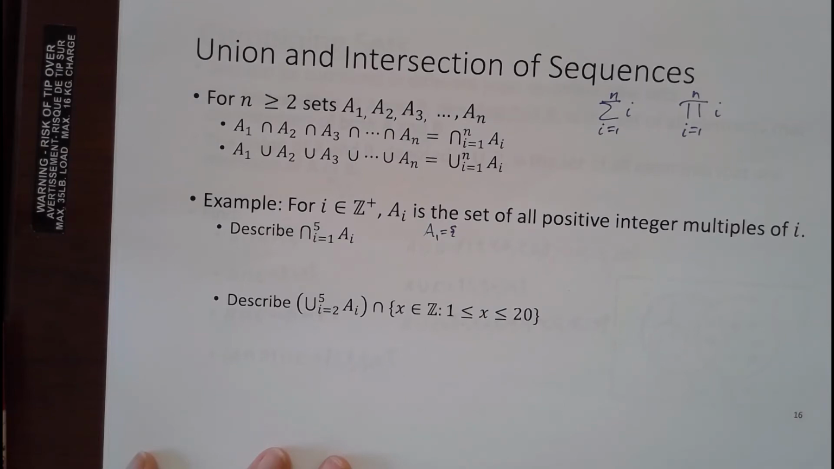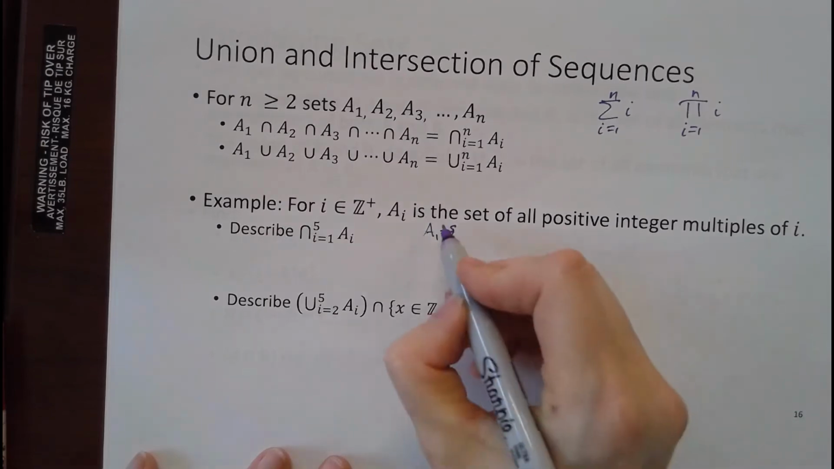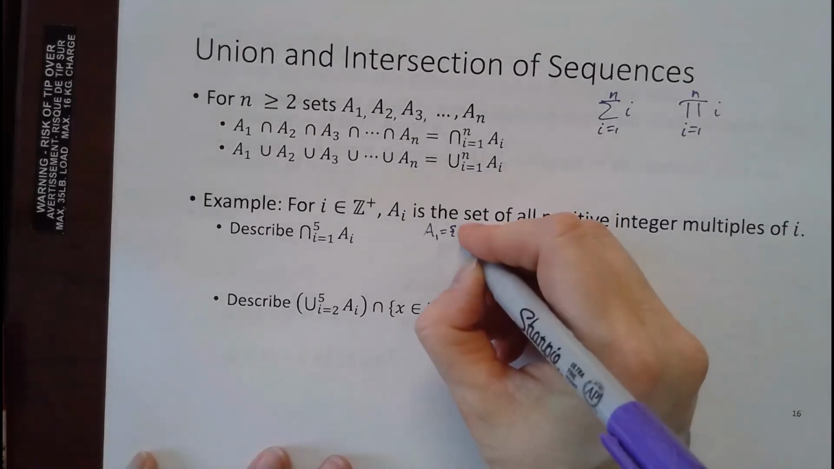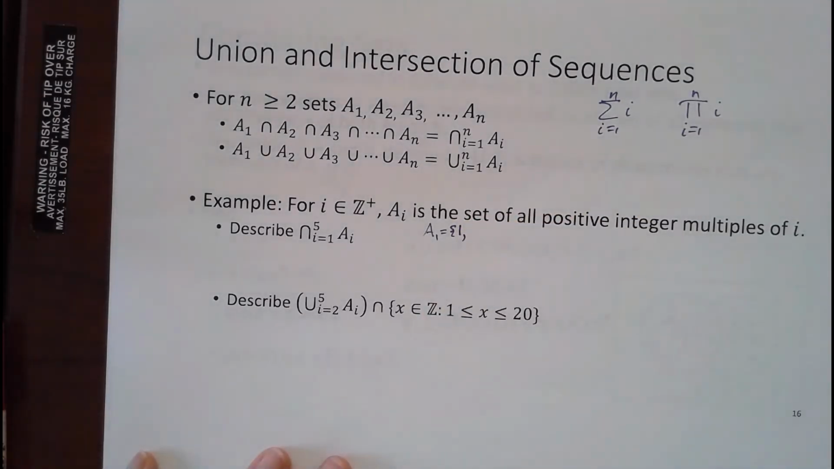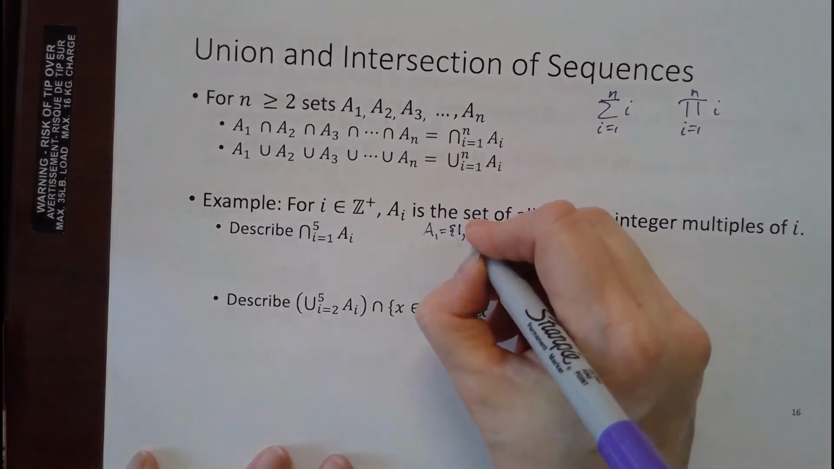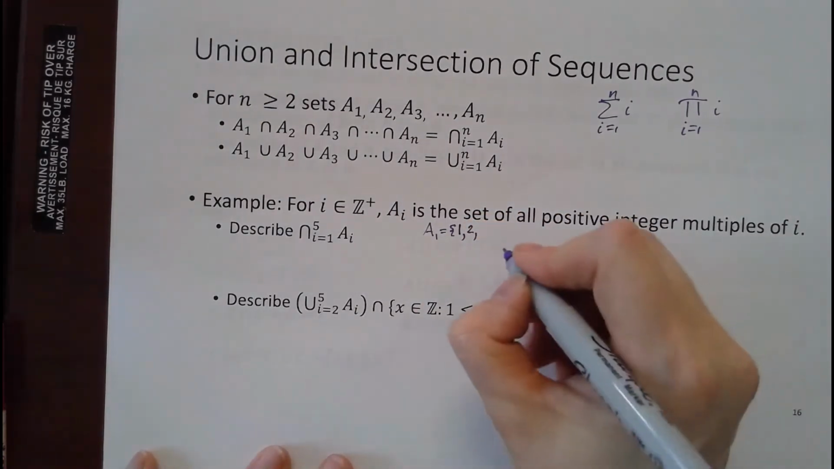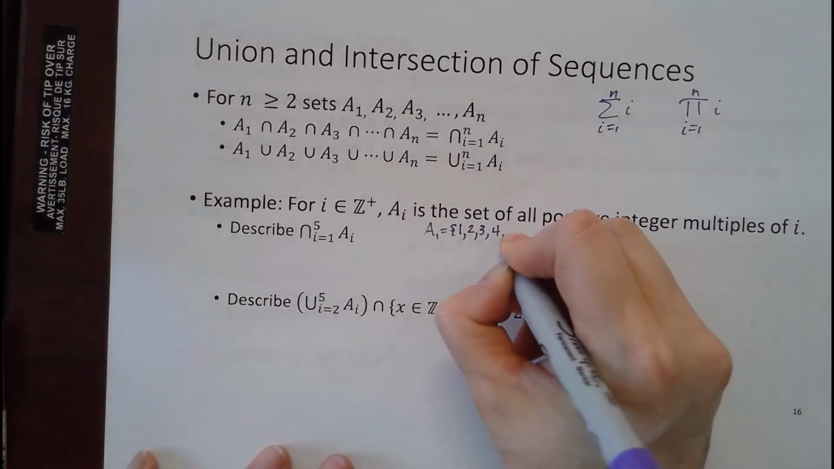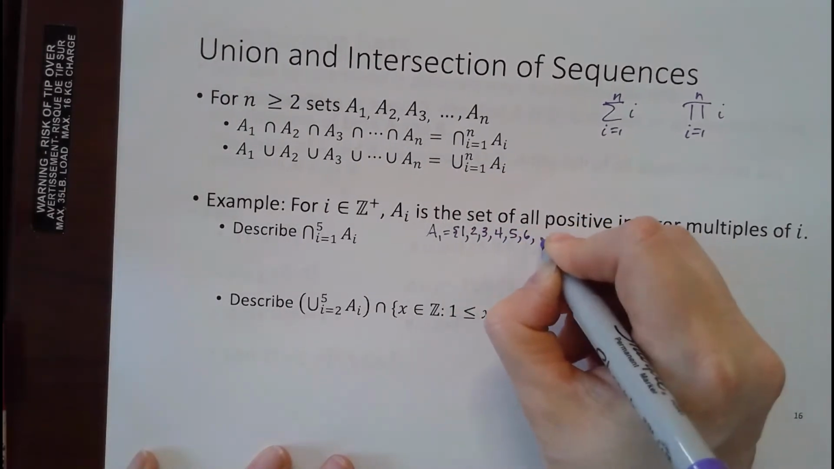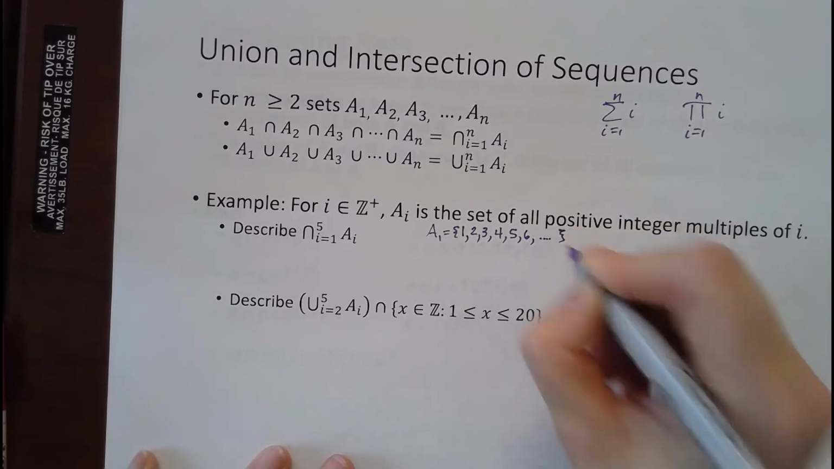Is 1 a multiple of 1? Yes. Let's start there. That's the first positive integer. Is 2 a multiple of 1? Yeah. Is 3 a multiple of 1? Yeah. Okay, so you get the idea. It's all of these, right? It's just all of the positive integers. So that's what that set looks like.